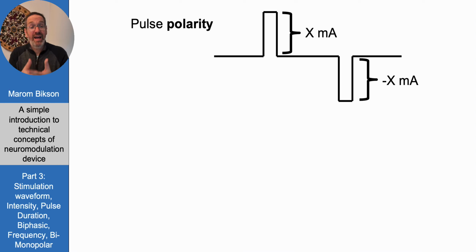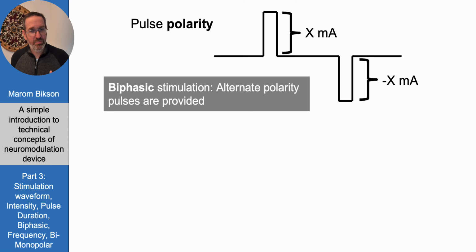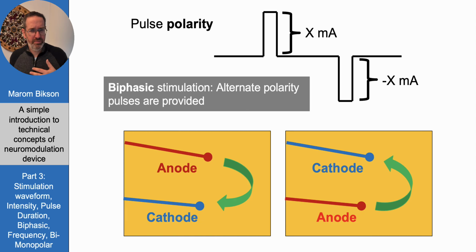All right. Now I want to talk about pulse polarity. People talk about, oh, it's plus 1 milliamp, it's minus 1 milliamp. What exactly does that mean, right? And what does it mean when people say biphasic? Biphasic means that the current flows one way and then it flows the other way. Imagine you have an anode and a cathode. Remember, the anode is where current is entering the body, and the cathode is where it's being collected. So the current flows from the anode to the cathode.